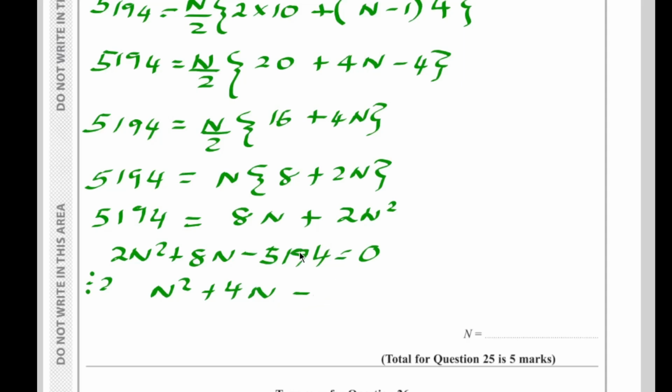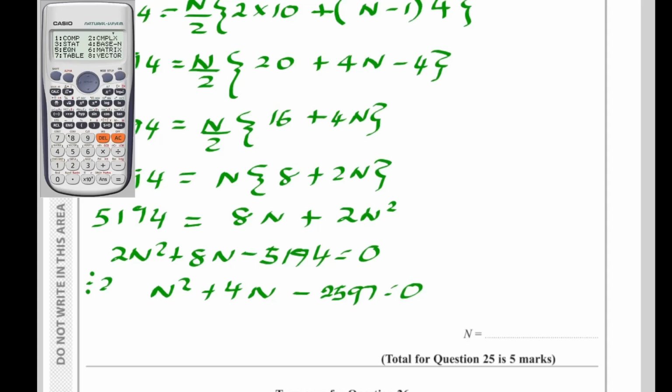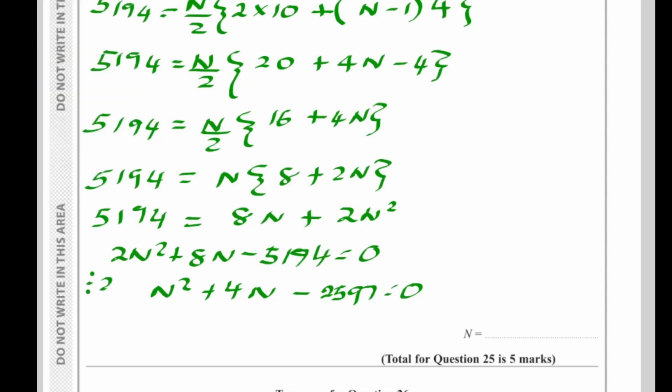5194, it becomes 2597. n squared plus 4n minus 2597 equals 0. Now let's get the calculator. Mod 53, so x squared plus 4x minus 2597 equals, it gives me the factors x equals 49, x equals minus 53. Then convert them to factors first.